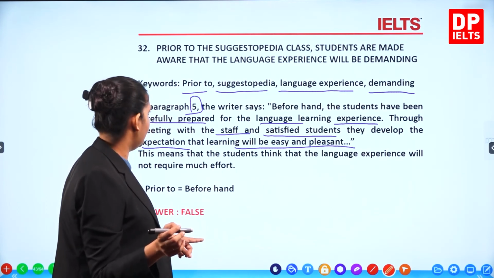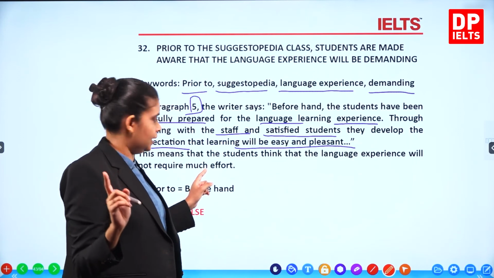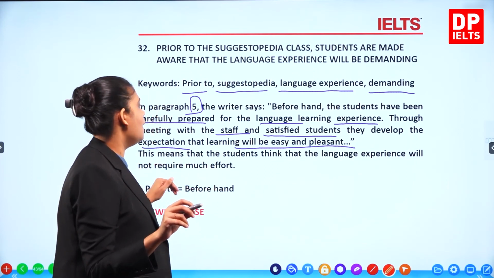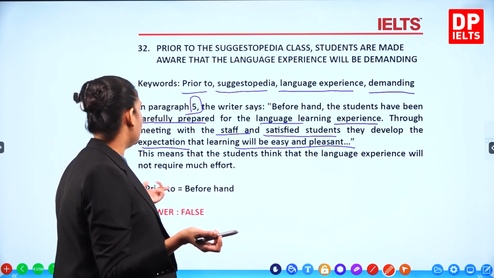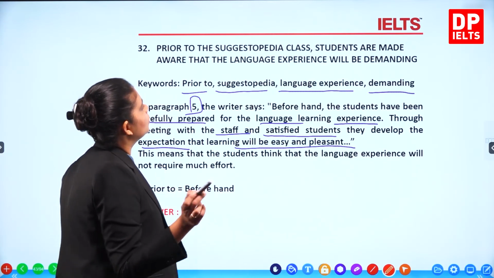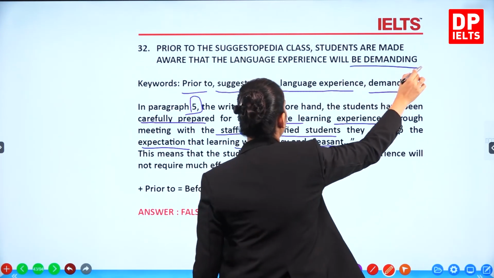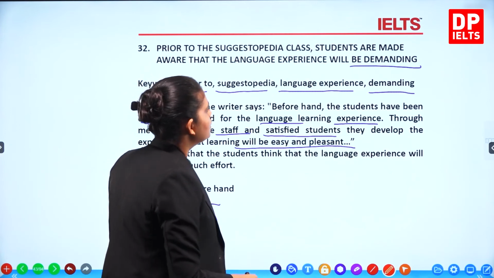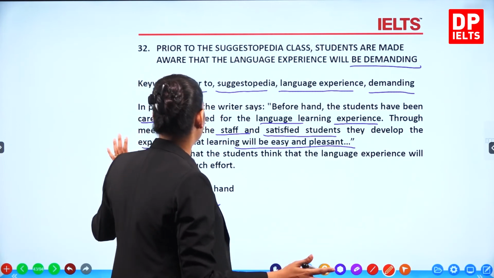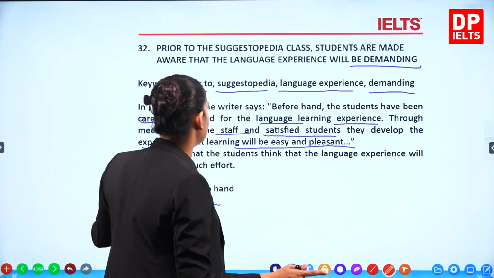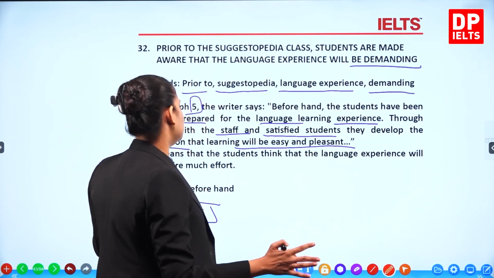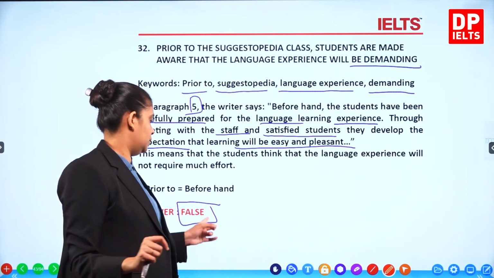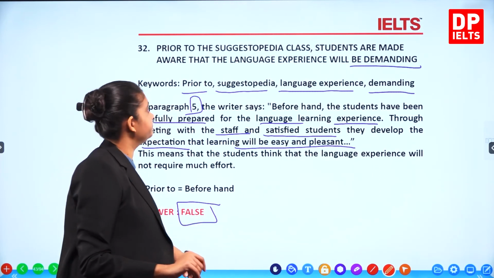Right. Okay. So this means that students think that the language experience will not require much effort. Prior to means beforehand, right? So here they think it will be demanding. No, they don't think it will be demanding. Okay? So they say they carefully prepare them with the experience, but they develop an expectation that it will be easy and pleasant. So not quite challenging. So the answer is false.